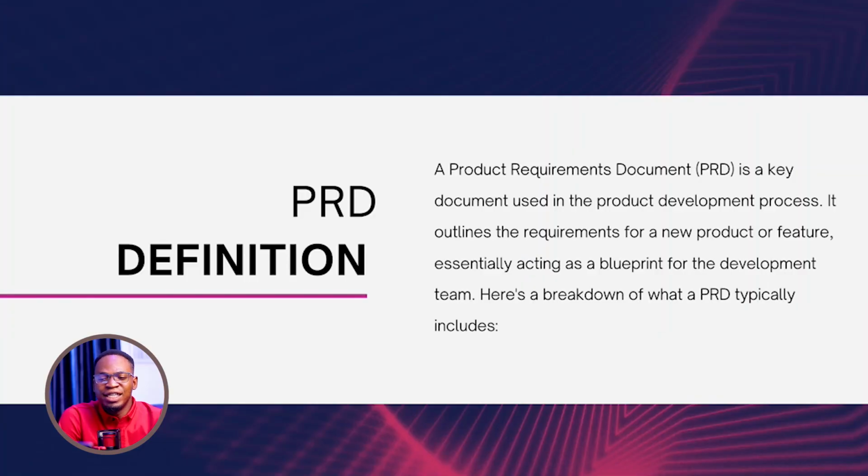Product requirement document is a key document used in the product development process. It outlines the requirements for a new product or feature, essentially acting as a blueprint for the development team. Here is a breakdown of what a typical product requirement document is. So before we get into what breakdown is really all about, we already know that a product requirement document, as I've explained, is a source of truth. We have different sources of truth on a product. Everywhere you can get information about a product and exact information about a product, we call them source of truth.